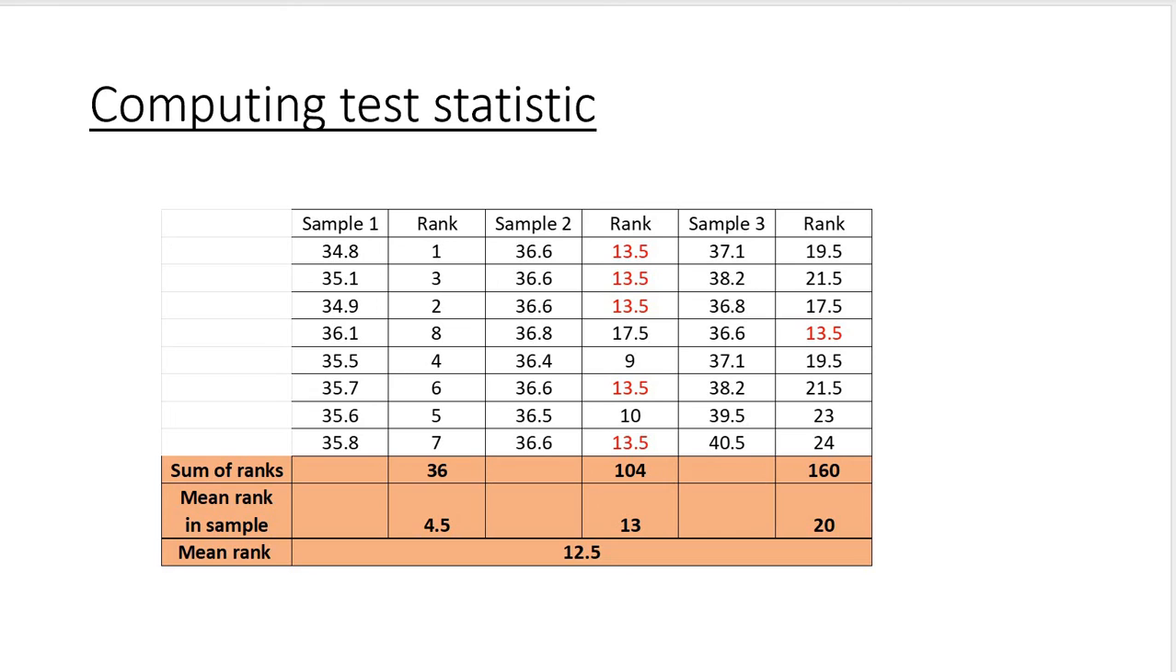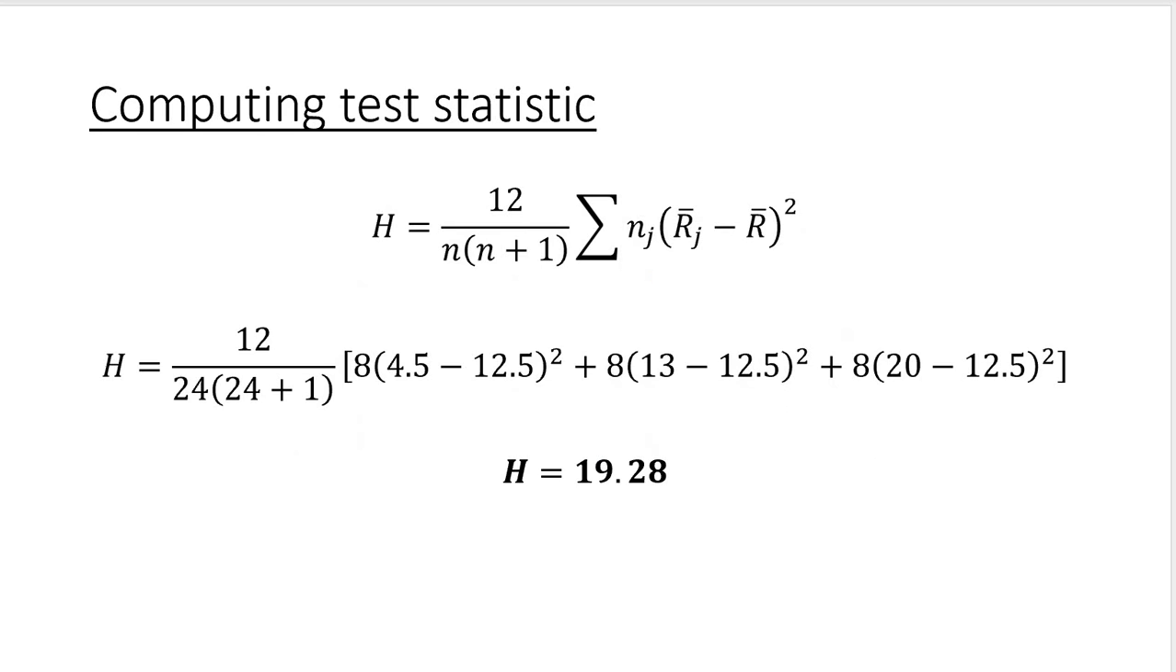You can do this in Excel, and actually I strongly recommend it. In this case, you have to use the rank average function. Then the values will be calculated in the respective manner. So we define the sum of ranks, we calculate the mean rank in each sample and the mean rank in general. Then we can compute the test statistic using this formula, and our H value is equal to 19.28.